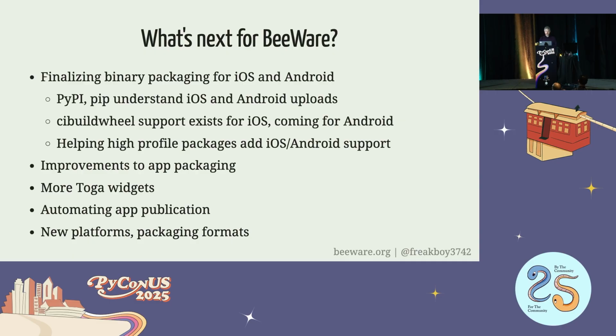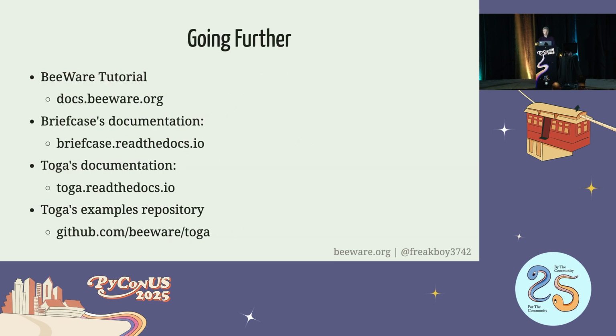Looking longer term, there are still a handful of widgets that need to be added in Toga. Mobile is missing a couple of key widgets. The web and textual backends need a whole lot of extra work. Briefcase also currently stops the process of packaging the app, and we might be able to improve some of those processes. So that's cross-platform GUI development with BeeWare.